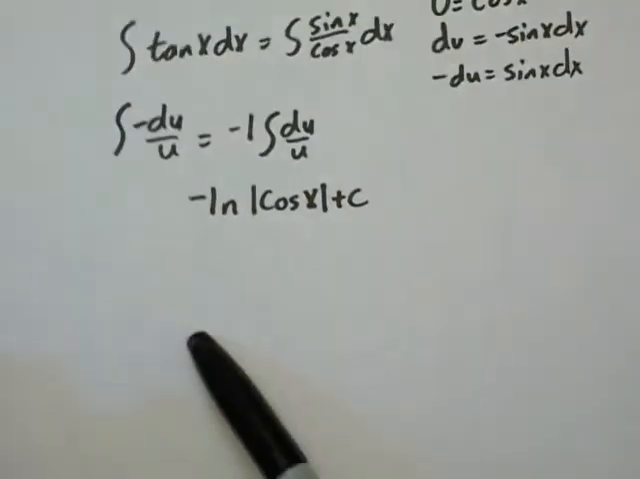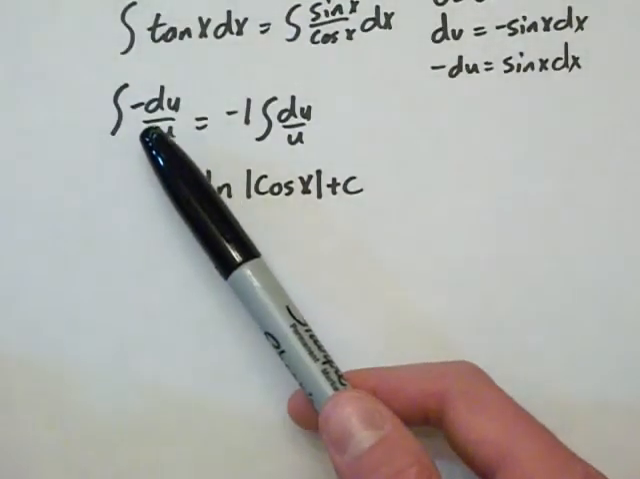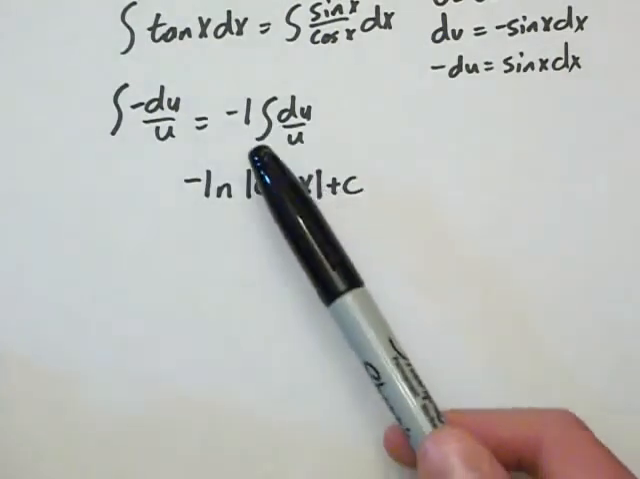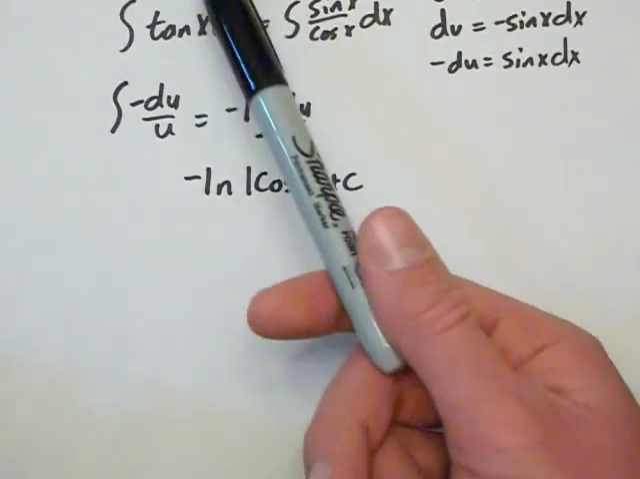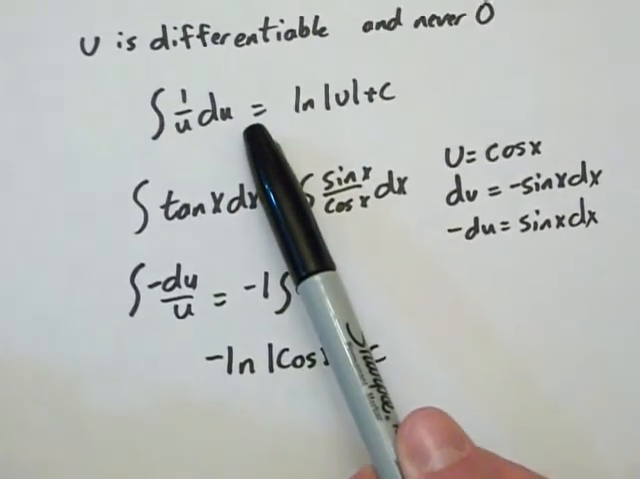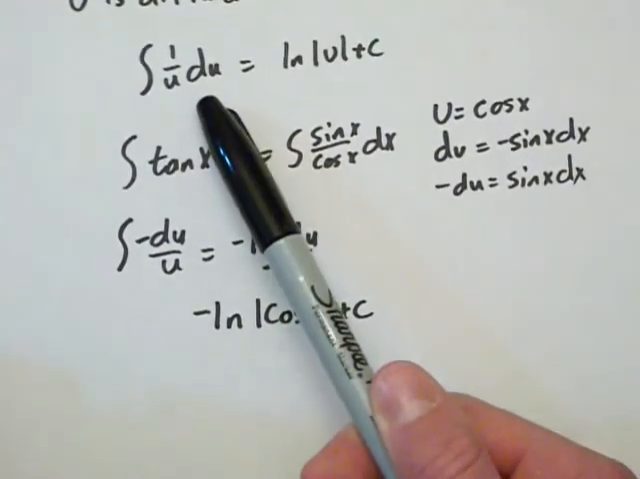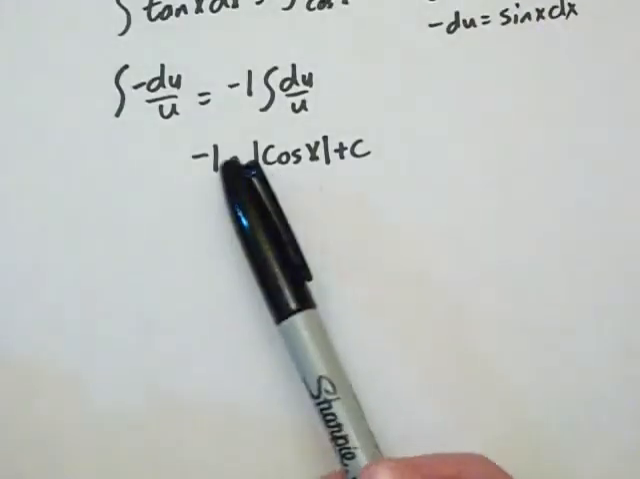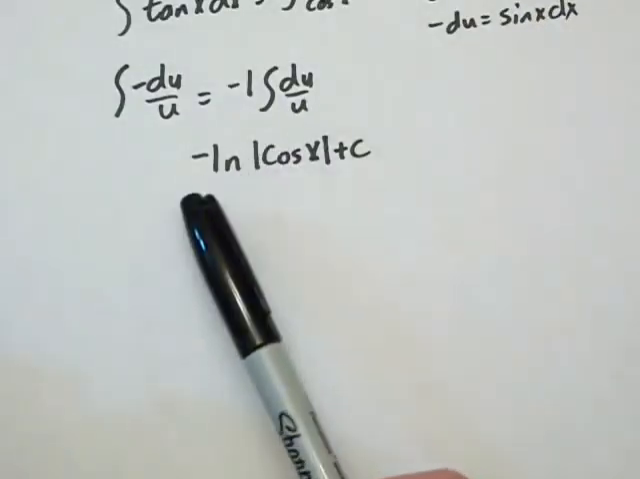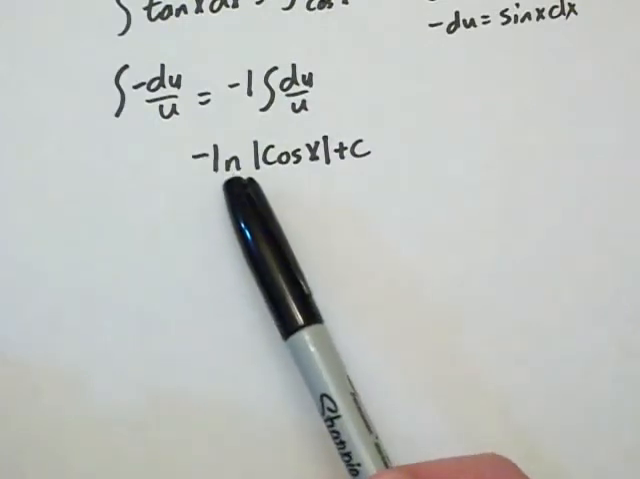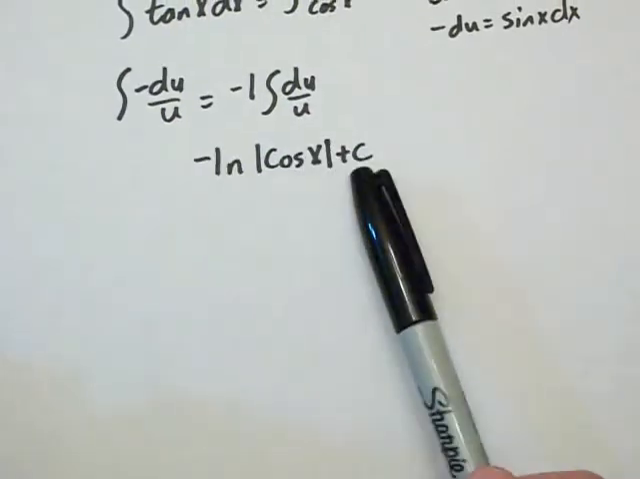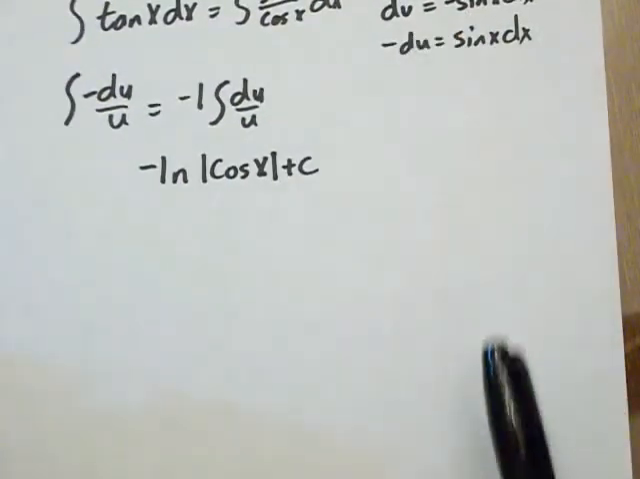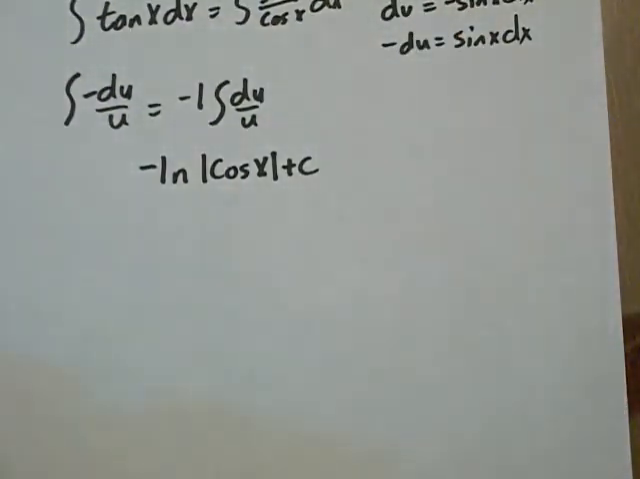Plugging in our u and du, we end up with the integral of negative du over u equals negative 1 times du over u, which looks an awful lot like this up here, 1 over u du. Thus, once we take the integration, we end up with the negative natural logarithm of the absolute value of cosine x plus c. Now, we got the cosine x plus c by just substituting back our u value.